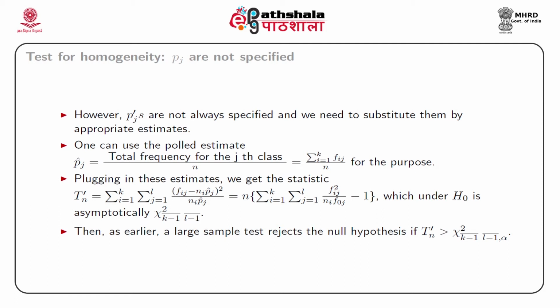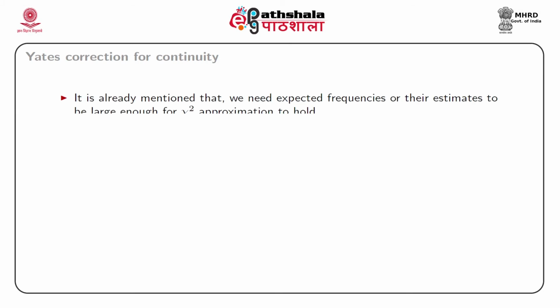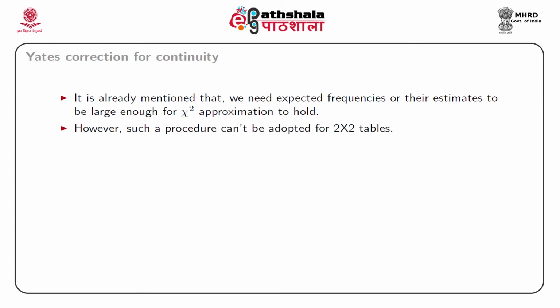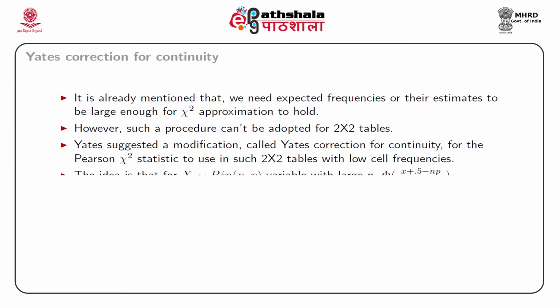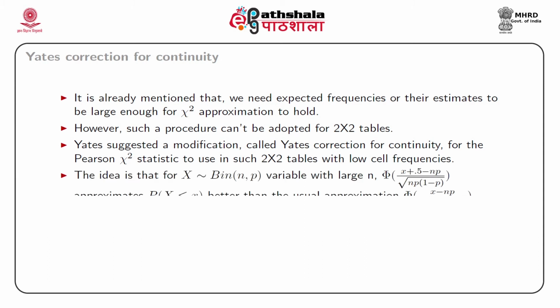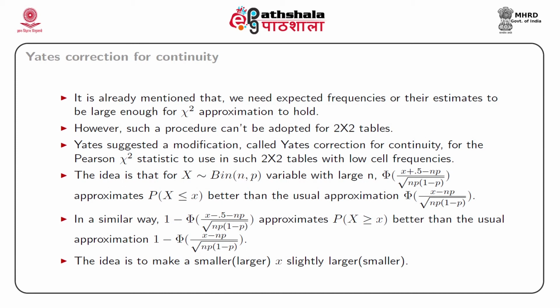Next, we pass on to some interesting fact related to testing for 2x2 tables. This is known as Yates correction for continuity. We have already mentioned that we need expected frequencies or their estimates to be large enough for chi-square approximation to hold. It is recommended to combine the low frequency classes into a class with frequency exceeding 5. However, such a procedure cannot be adopted for 2x2 tables. So Yates suggested a modification called Yates correction for continuity for the Pearson chi-square statistic, which has to be used in 2x2 tables with low cell frequencies.